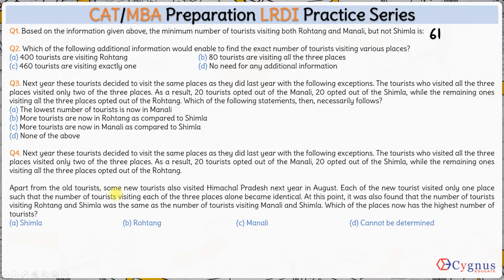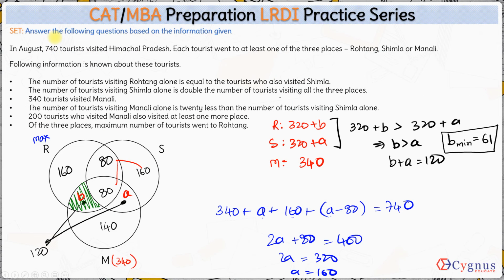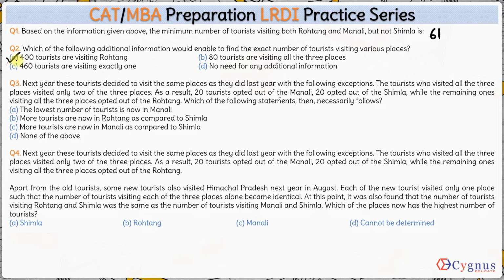Okay. So let's look at the options here. First option is 400 tourists are visiting Rohtang. Now the number of people visiting Rohtang is 320 plus B, right? If this is equal to 400, we would be able to find out the value of B. And once we find out the value of B, we can also find out the value of A, and hence we would be able to figure out all the tourists visiting various places. Hence option A is itself the correct answer. You don't have to actually go and check the other options even. First option itself is the correct answer.